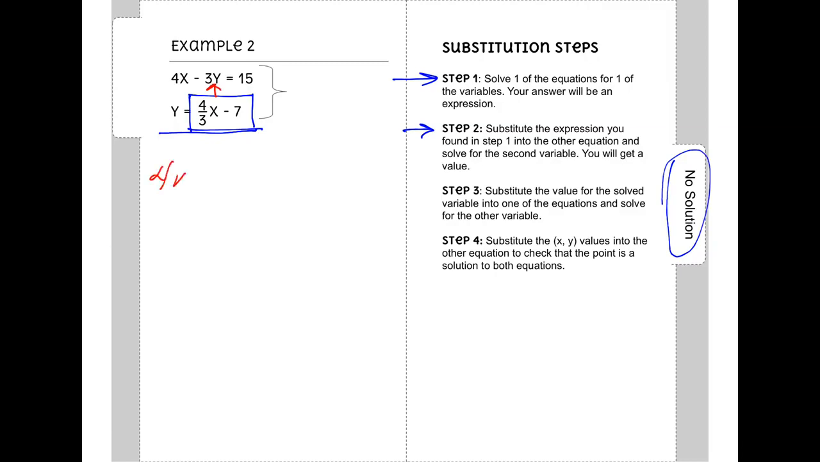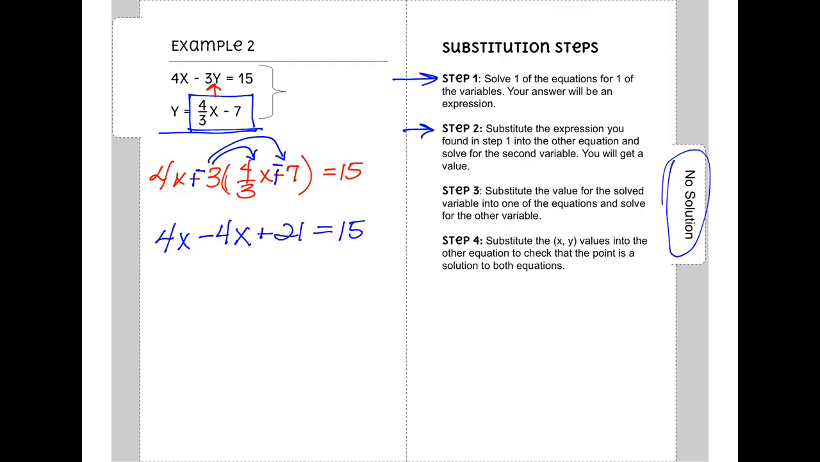So that will look like this: 4x minus 3 times y from the second equation, y from the second equation is 4/3 x minus 7, and that's all equal to 15. We have some distribution to do, so we've got plus negative 3 and plus negative 7. I'll be distributing that negative 3 to both of these terms. And that'll look like this: 4x minus 4x plus 21 equals 15. So the 4x minus 4x is just going to give us 0, and we're left with this puzzling equation, 21 equals 15.